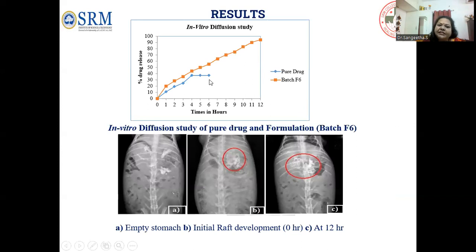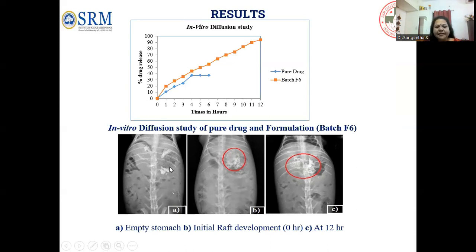So here we have the best batch and the comparative study with the pure drug. The pure drug has an in vitro release of only about 6 hours, with less than 40% released, whereas over 12 hours our formulation has shown more than 90% release. So batch F6 was taken further for our in vivo studies, as shown here.